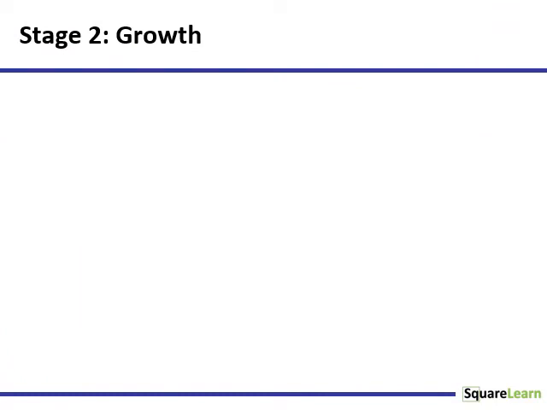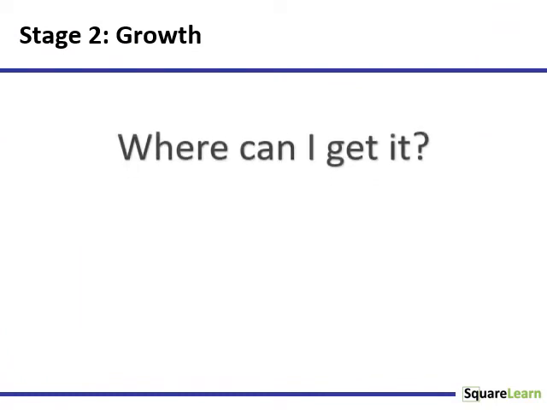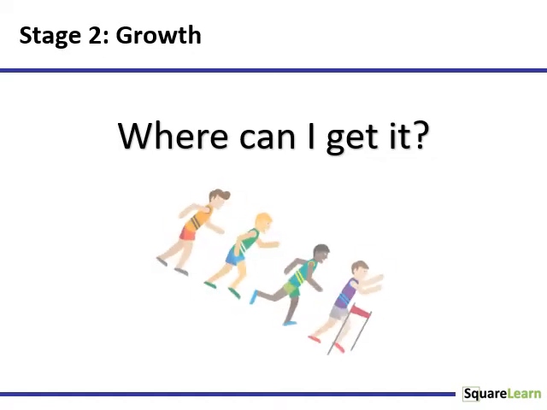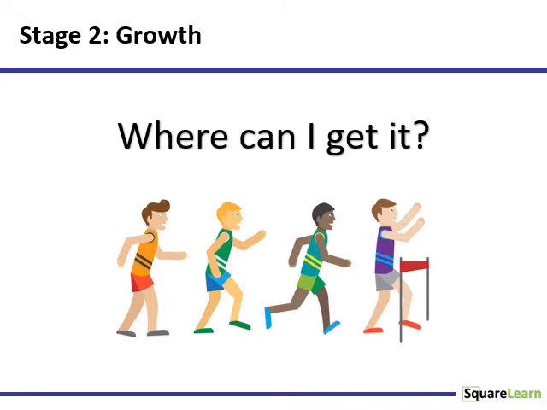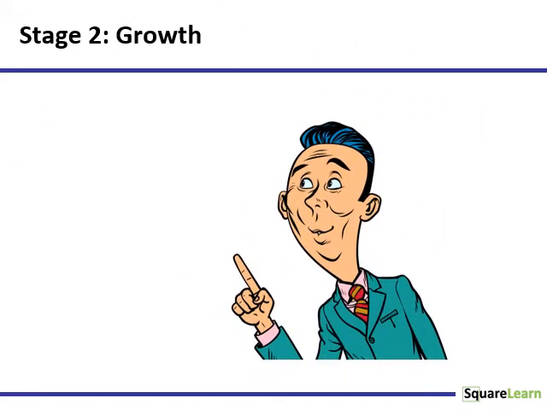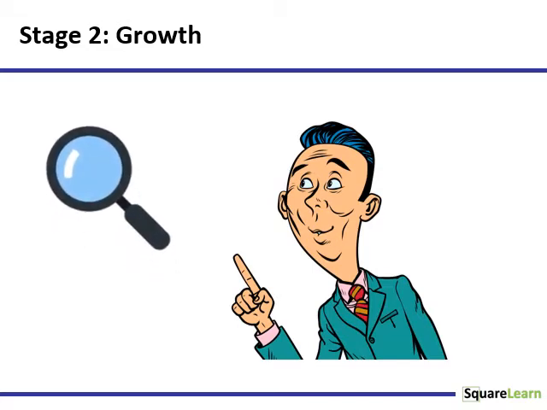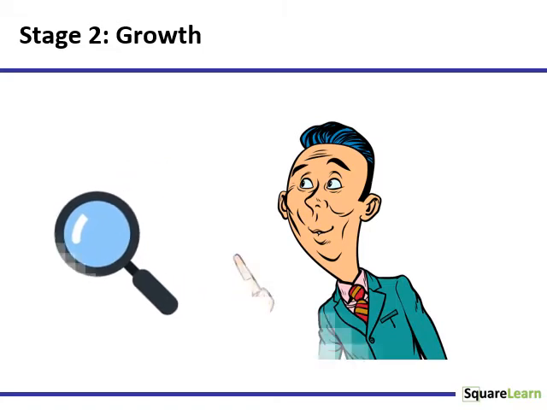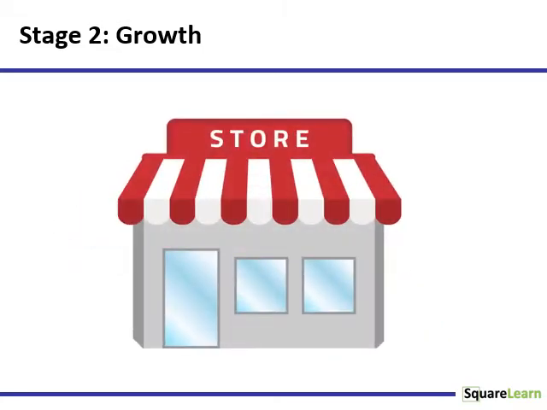Stage 2, Growth. This question, where can I get it? Means education is still important, but at this stage competition is intensified. The early majority becomes interested. As more consumers become familiar with a product, they examine the new models to decide which to buy, not whether they should buy. When buyers get to the store, they start comparing features.